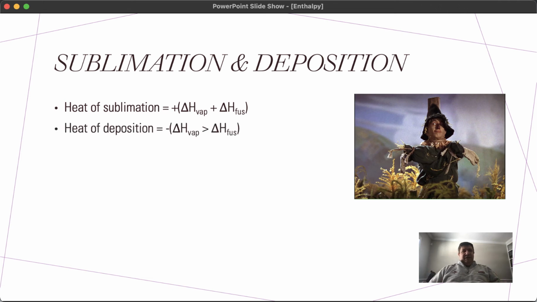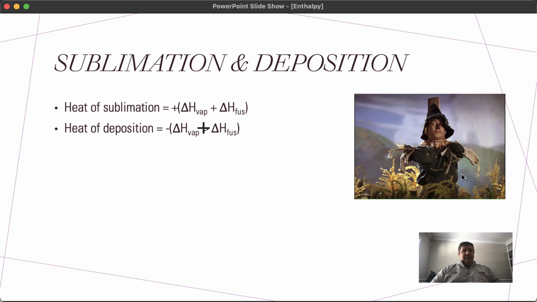Therefore, the heat of deposition, or the enthalpy of deposition, is just losing. Oh, that should be a different sign. Sorry, that's a typo right here. Make this a plus sign right here. Hopefully you can see my cursor, but that should be delta H vap plus delta H of fusion. So heat of deposition is just losing the same quantity.